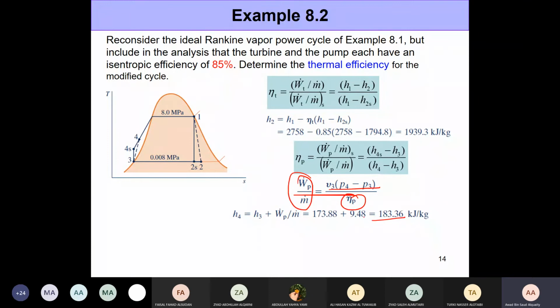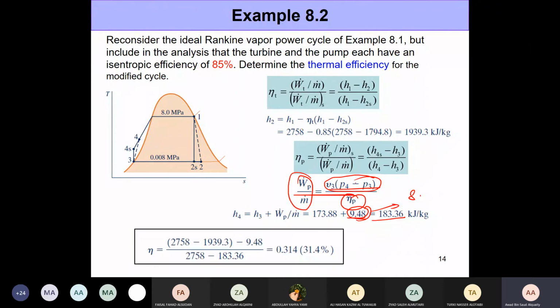You can see that the actual work input is 9.48, which is slightly higher than the 8 point something we had for the ideal case, right? This part right here. Again, H4 would be higher than H4S, right? Because this value is simply higher. The difference is not so large, but yes, it's there. And the difference is not so large simply because the work input is pretty small to start off with.